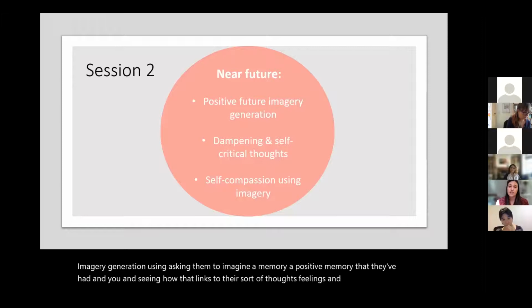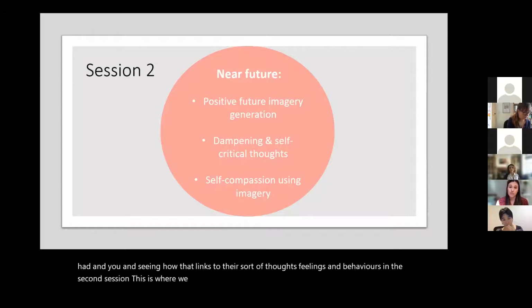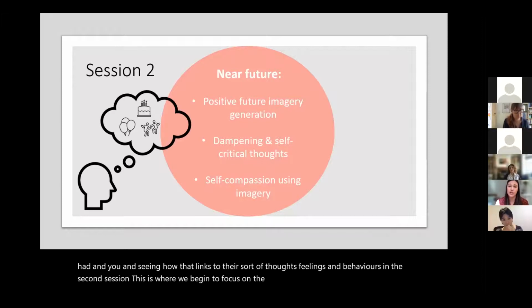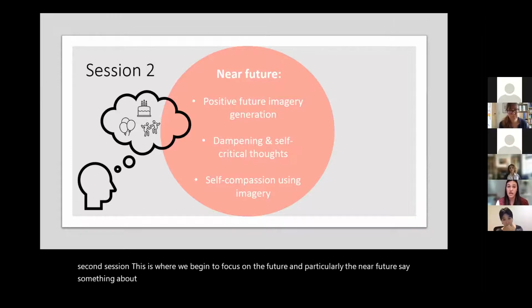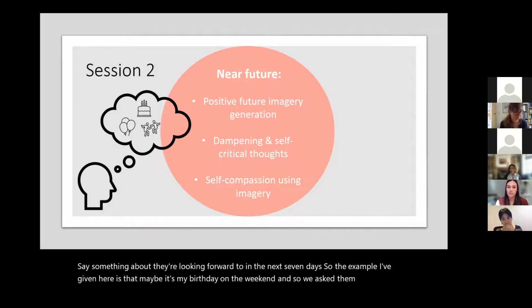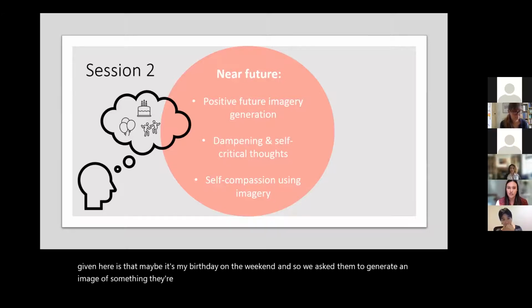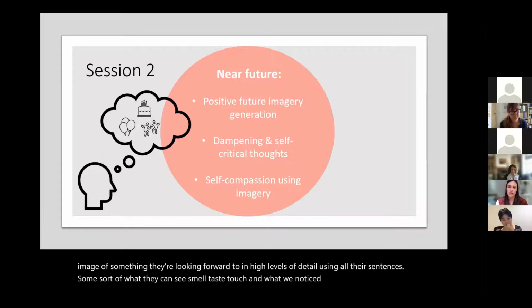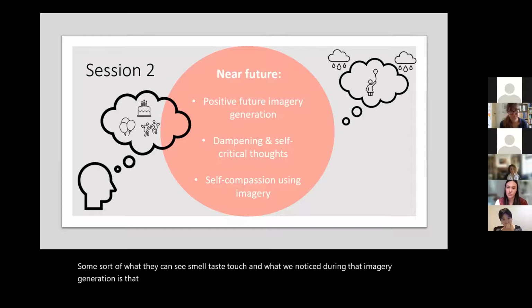In the second session, this is where we begin to focus on the future, particularly the near future, say something that they're looking forward to in the next 7 days. So the example I've given here is that maybe it's my birthday on the weekend. So we ask them to generate an image of something they're looking forward to in high levels of detail using all their different senses, what they can see, smell, taste, touch. And what we notice during that imagery generation is that we might have things called dampening thoughts, which might interfere with how positive this image is.